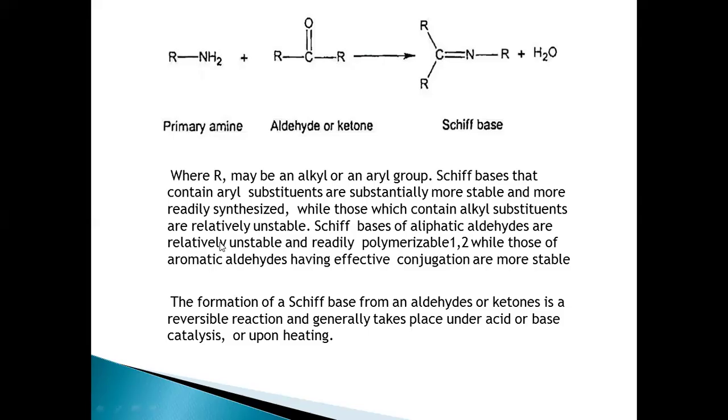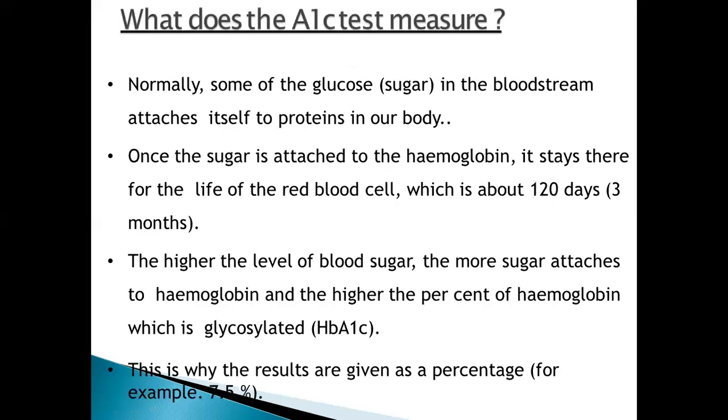Just see the structure. This is the primary amine and this is the carbohydrate. There is a keto group. That keto group is going to be replaced by the amine group, and that is called a Schiff base. So this is the permanent, non-enzymatic process.